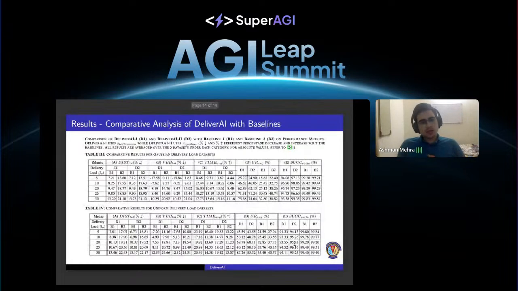And just for completion here, I have also attached the results that we had obtained. And we found out that our Deliver AI models were working very well with respect to the baselines. We were saving far above 12 to 13% with respect to the distance and the vehicles. But as expected, we were having an increased average delivery time because of the sharing and overhead of communication between deliveries. But at the same time, we were having a very high success ratio as well, maintaining well above 90%, which is what is expected from the delivery industry in today's era. So that will be all for my presentation.